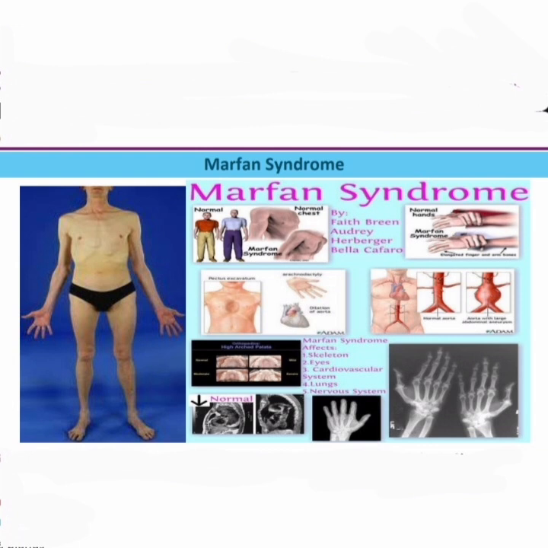Then chest and heart, we find murmur and scar, not only cardiac but maybe a scar for tension pneumothorax, chest deformity, pectus excavatum and pectus carinatum. Café au lait spots or bruises, all patients with collagen disease easily bruise.